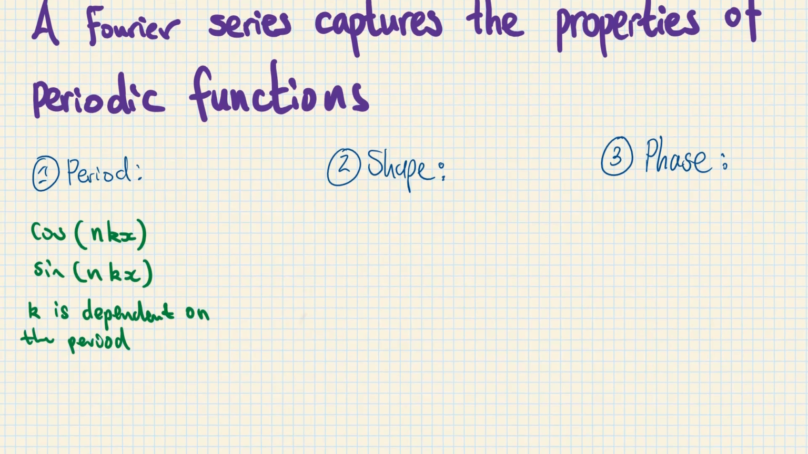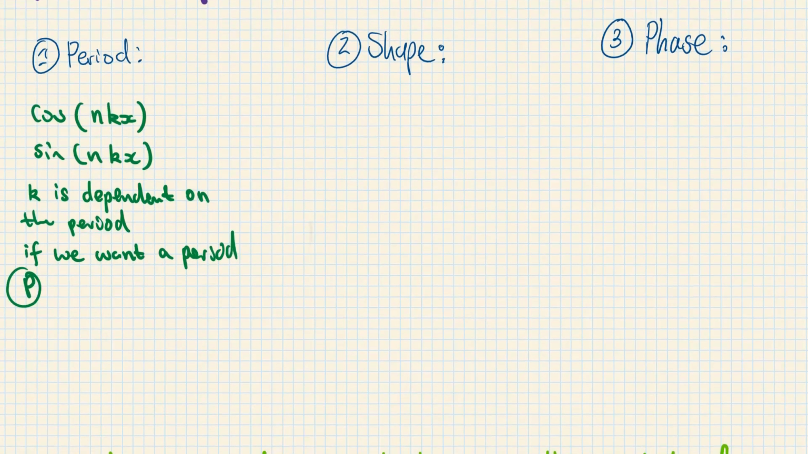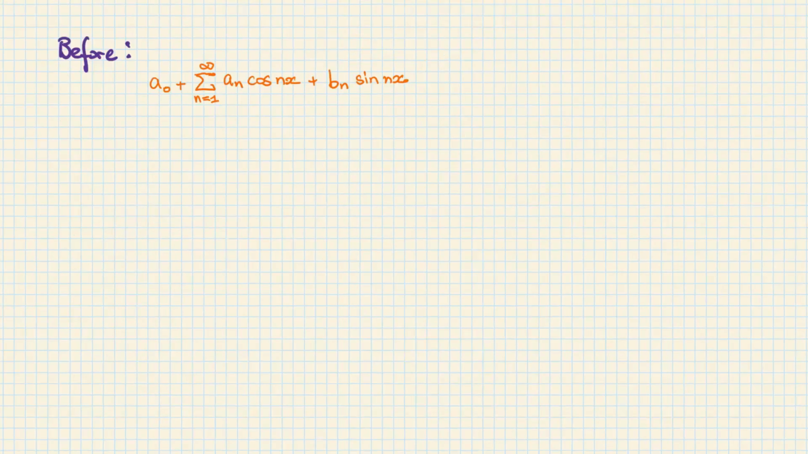Specifically, if we want a period p, then all we have to do is make k equal to 2 pi divided by p. And that's how you fix the period of your Fourier series, so it can represent the period of your periodic function. Now I'm going to do a rewrite of the Fourier series in a little bit more general form.